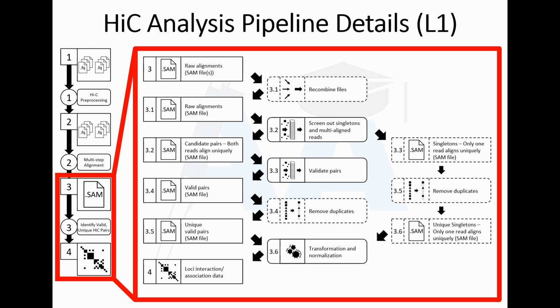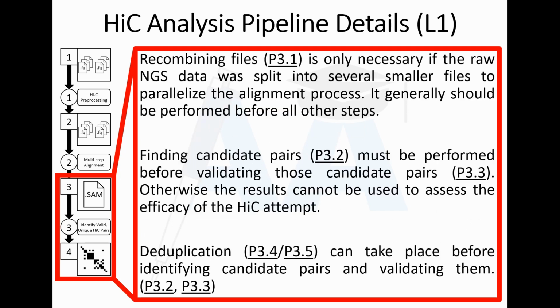Not all steps have to be performed in that order. Recombining split-up files must take place before deduplication, but before then, all steps can be parallelized. Most HiC pipeline implementations don't bother with parallelization of the post-alignment steps though, so files split up for the alignment step are usually recombined immediately.